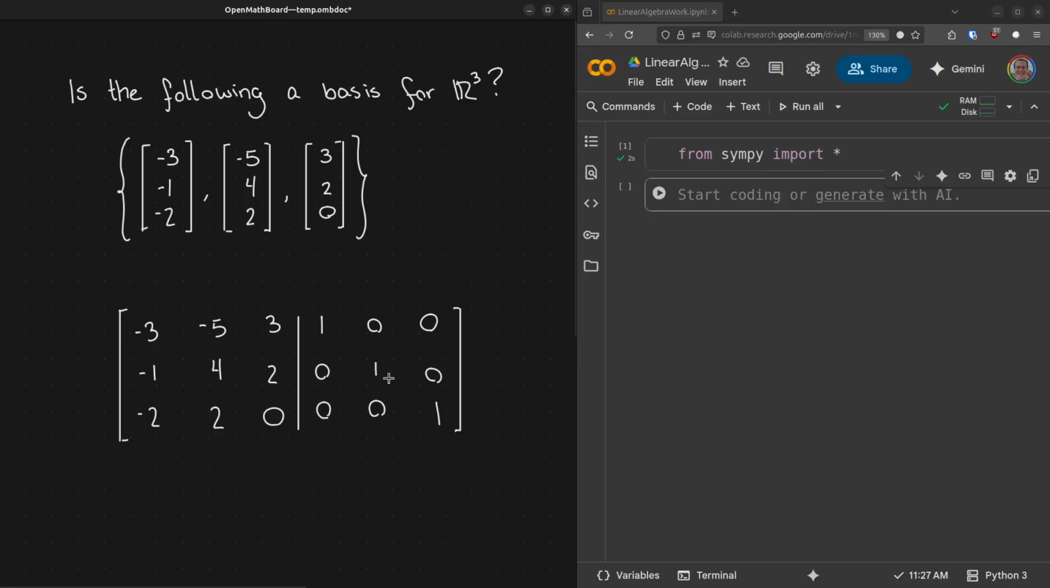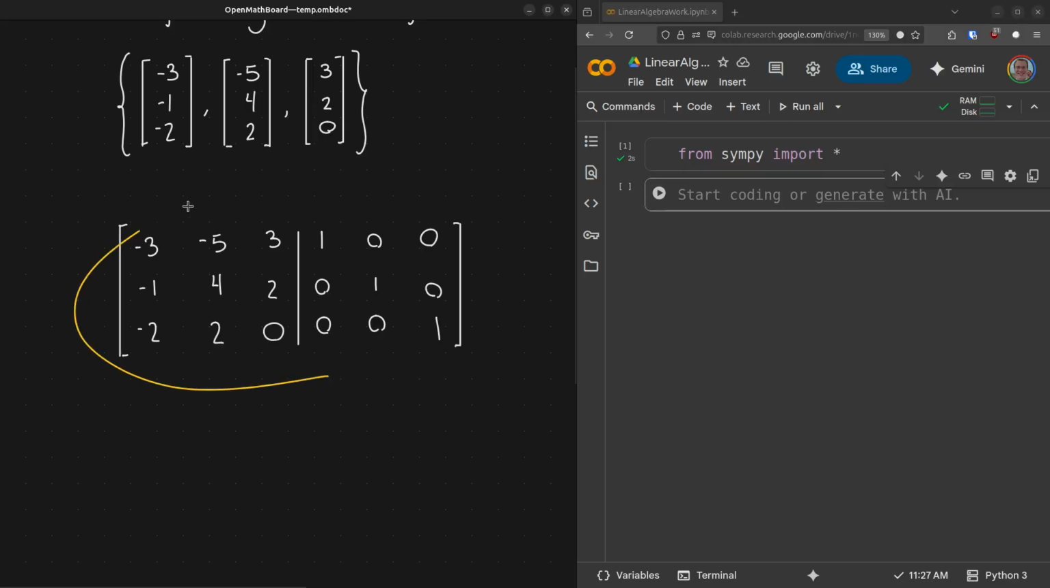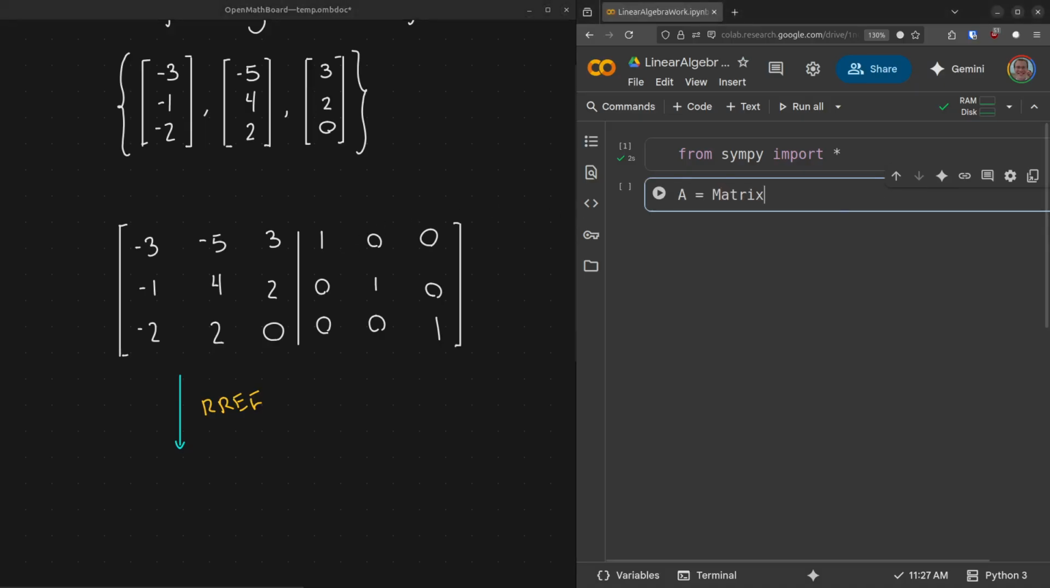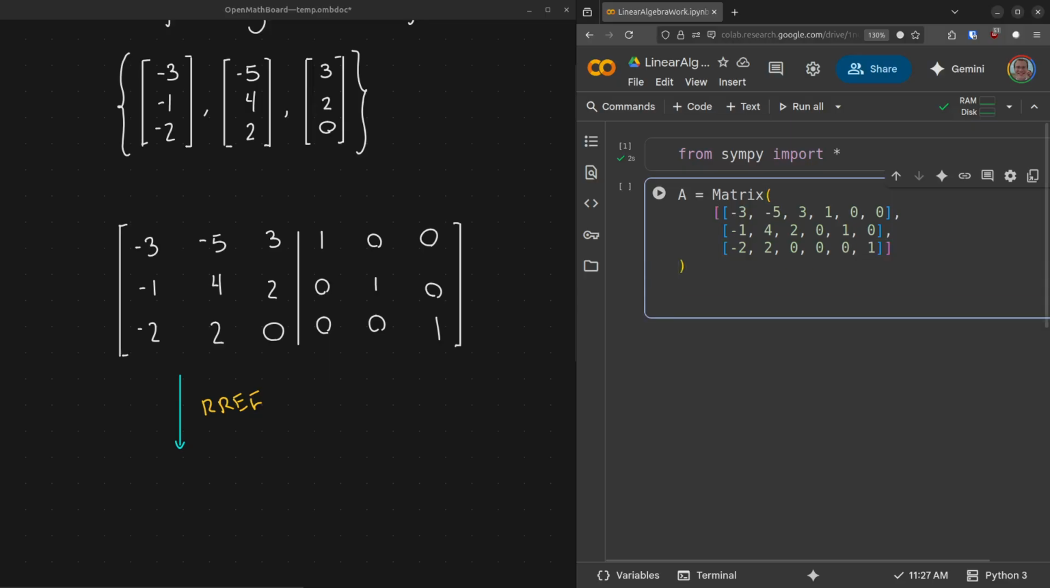Okay? So in order to get the information we need, this matrix in reduced row echelon form. We really don't want to do that by hand. So let's plug it into our calculator here. Negative 5, 3, 1, 0, 0. That's row 1. Negative 1, 4, 2, 0, 1, 0, that's row 2, and negative 2, 2, 0, 0, 0, 1, that's row 3.